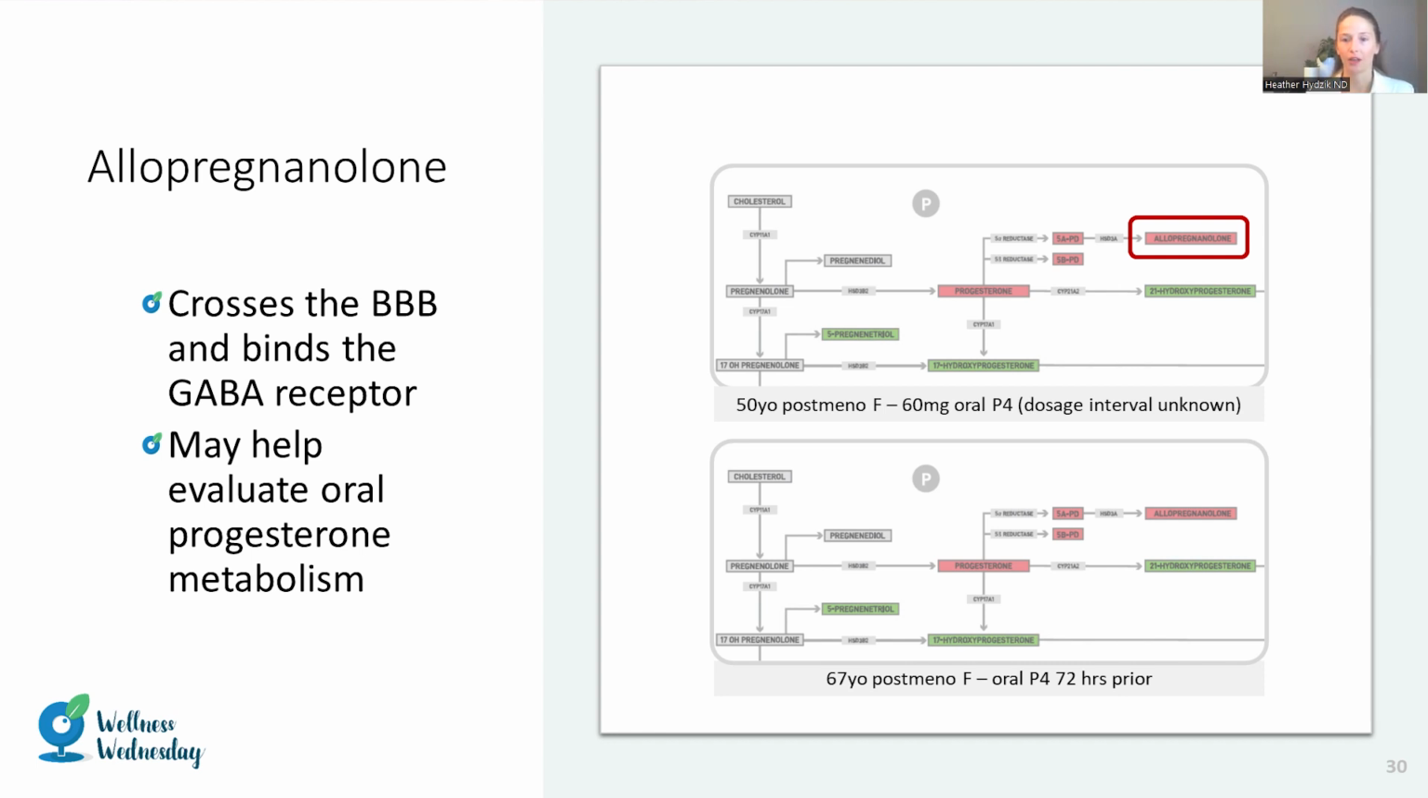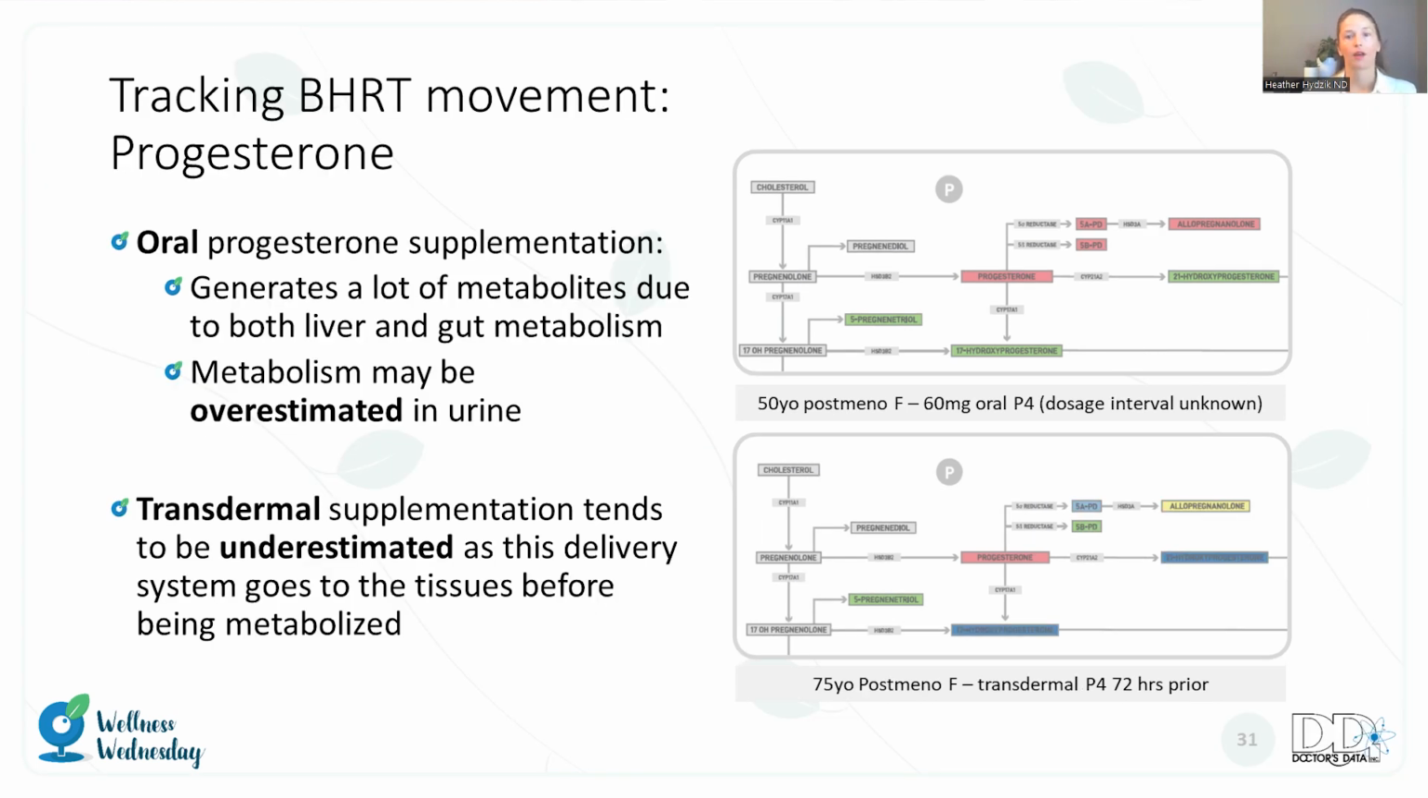One other thing that can increase progesterone and its metabolites is oral pregnenolone supplementation. Transdermal supplementation tends to be underestimated because the hormones go to the tissues before being metabolized. So here I'm contrasting that oral progesterone report on the top with the transdermal progesterone report on the bottom. And just notice, in general, you're getting more low values on this one, although it's kind of a rainbow for this particular patient.